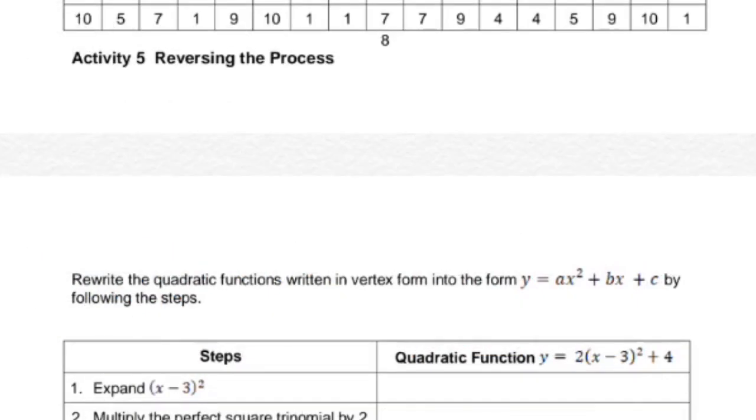Then activity 5, reversing the process. So rewrite the quadratic functions written in vertex form into the form y equals ax squared plus bx plus c by following the steps. So this is just the same with the examples that we have discussed earlier. So just apply those skills that you have learned.